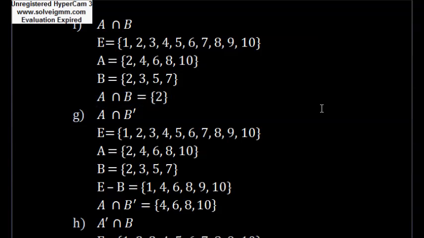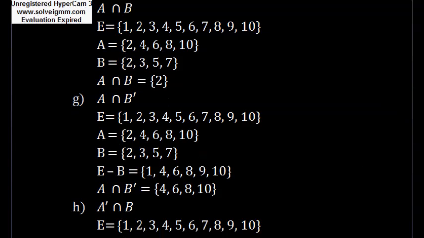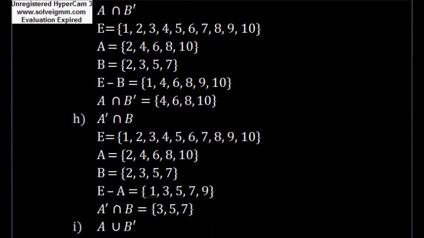So in the next part, A intersection B complement. It means all those elements which are common between A and B complement. So first of all, you have to find B complement, and then after finding B complement, you will find the common elements between B complement and A. So universal set is given, A is given, B is also given. First of all, you are finding E minus B. It means B complement. So B complement equals 1, 4, 6, 8, 9, 10. And now the common elements between B complement and A are 4, 6, 8, 10.